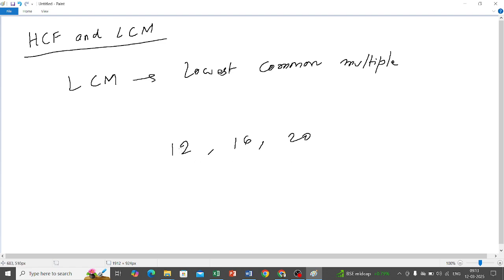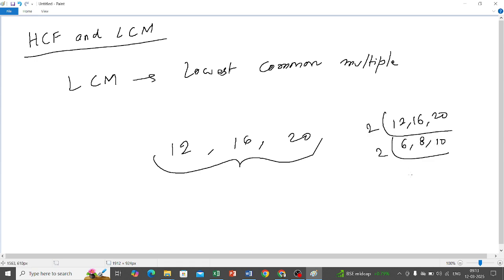Say for example I have numbers 12, 16, 20. What is the LCM of this? Let us find out the LCM. 12, 16, 20. So the LCM of these numbers is 240.